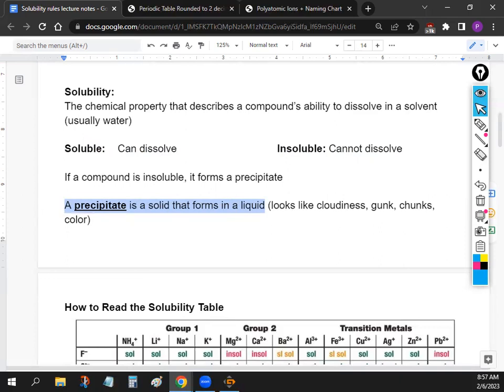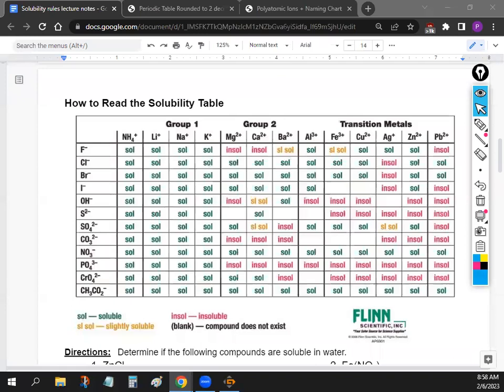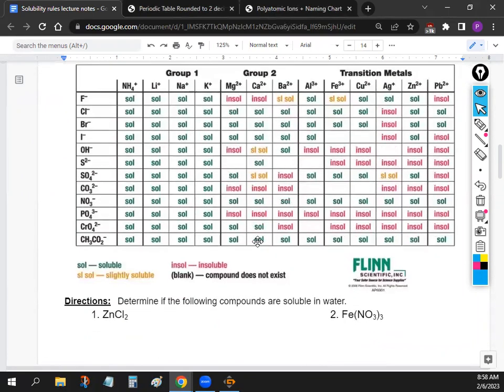And that's pretty much it for the vocab. We're going to jump right into practice problems after this, so make sure you guys have that handout handy. Let's actually get started with a couple practice problems so that we can get comfortable using the solubility table, okay?